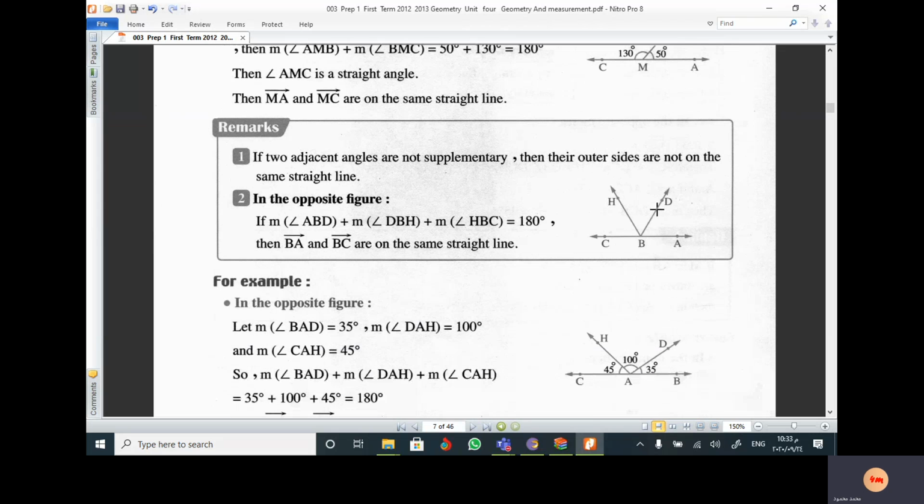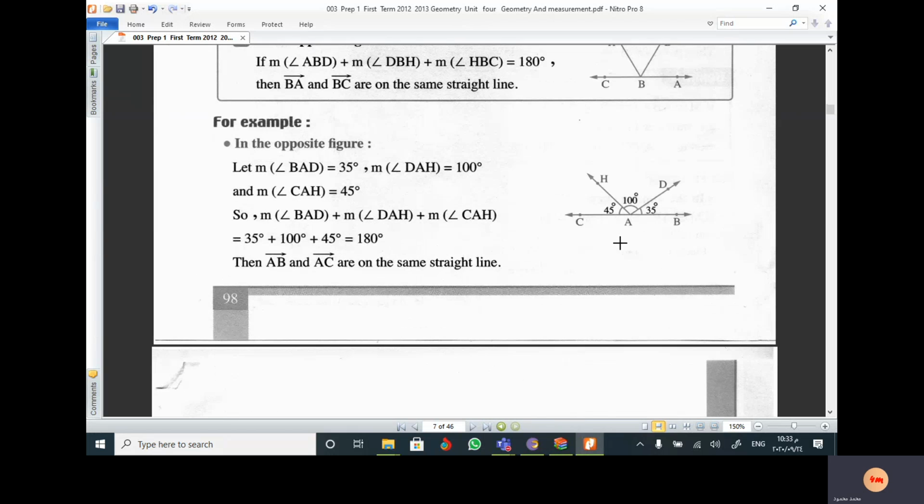Remark, if the two adjacent angles are not supplementary, then their outer sides are not on the same straight line. If you add the three angles and you didn't get 180, so BA and BC are not on the same straight line. And in this opposite side here, these three angles' sum is 180, so BA and BC are on the same straight line.